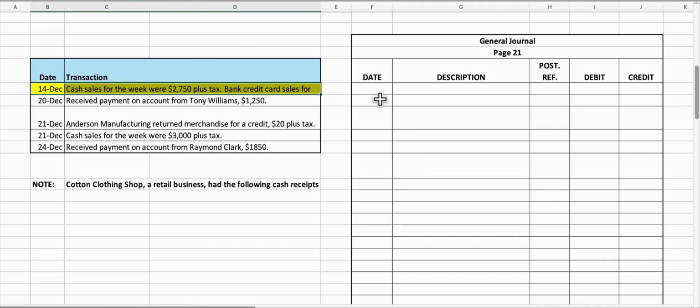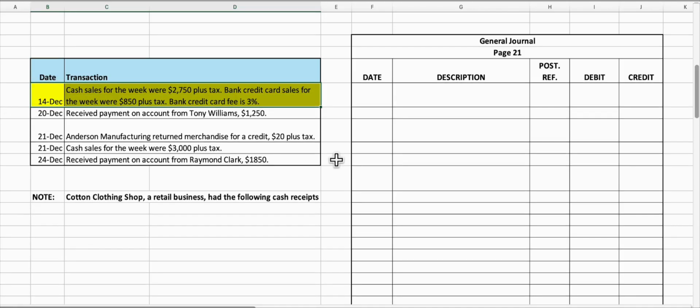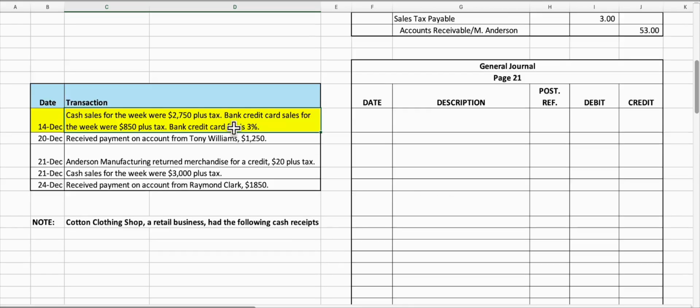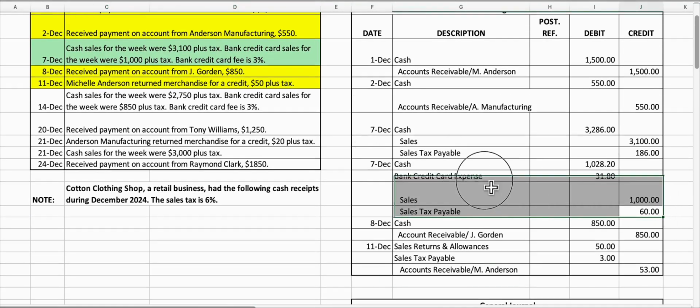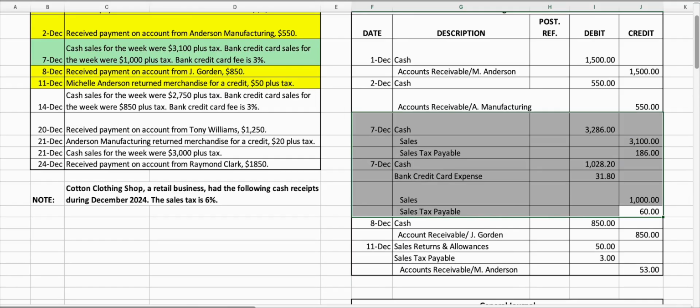Cash sales for the week were $2,750 plus tax. Bank credit card sales for the week were $850 plus tax. Bank credit card fee is 3%. Okay, so we've already done a transaction that includes bank fees. Let's just copy all of that down and then we'll just change the numbers.